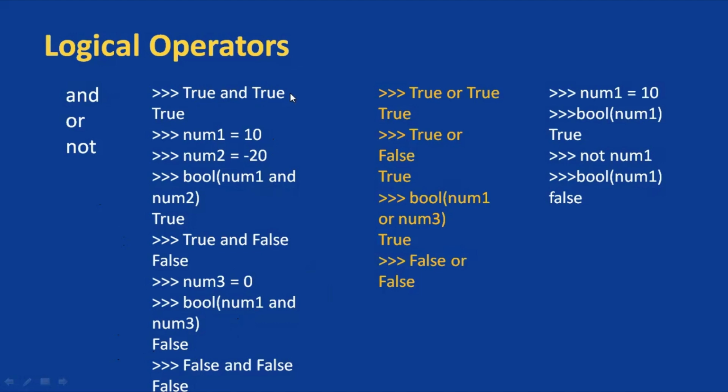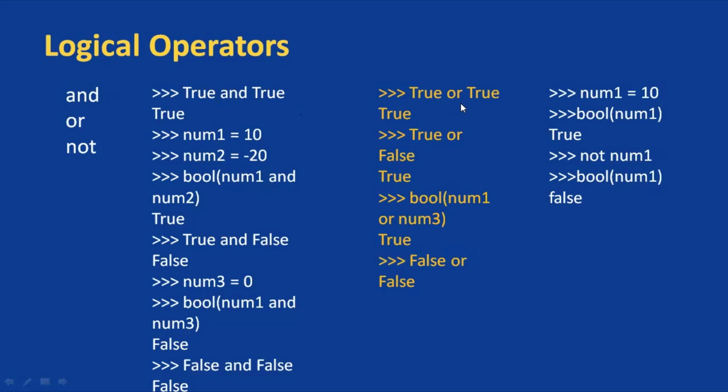Okay, true and true means true, but true and false means false, and false and false means false. Only when both operands are true will we get the result true in the case of the AND operation. I hope it's clear. Okay. Then next we have the OR operator.